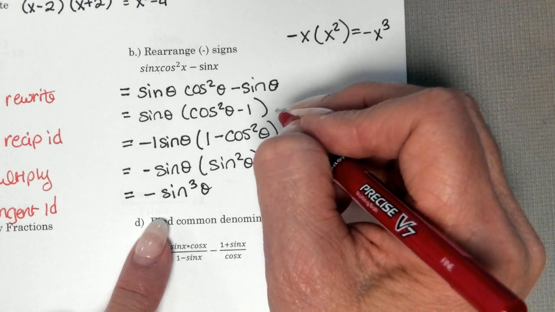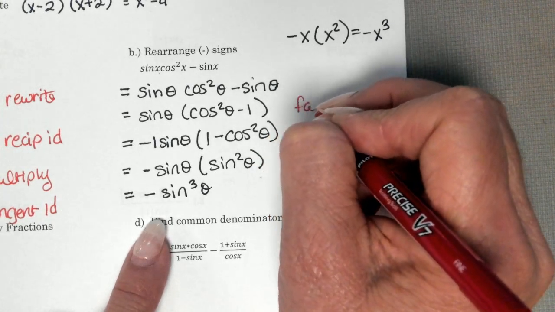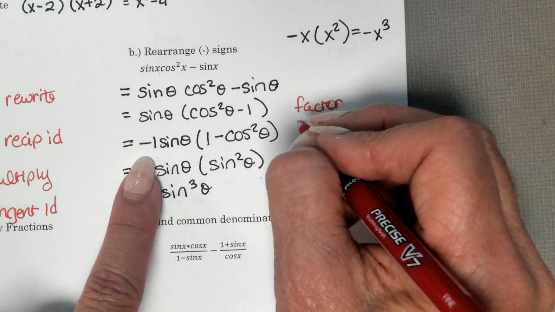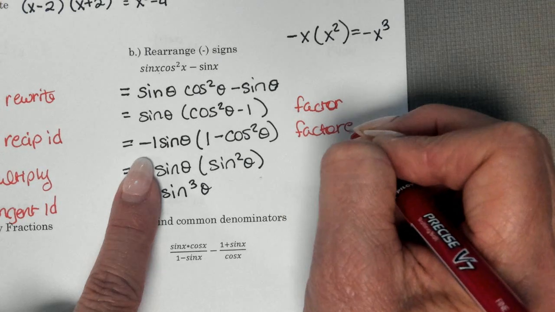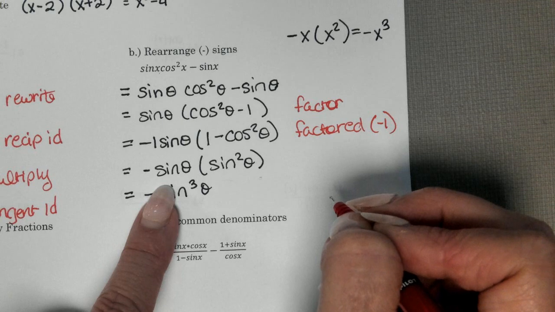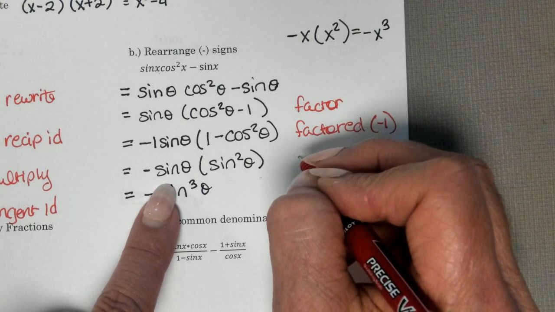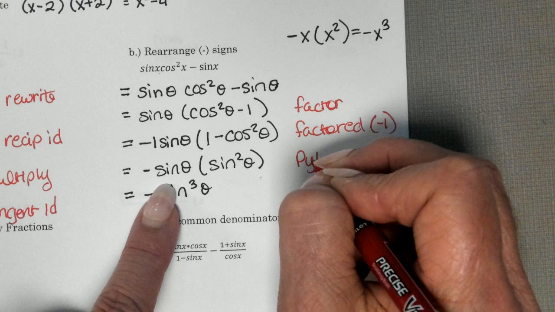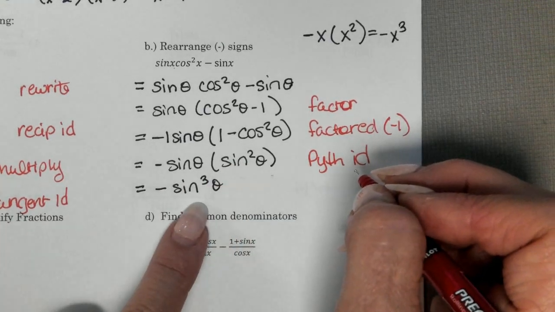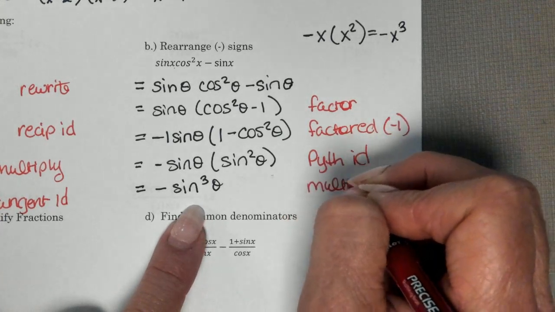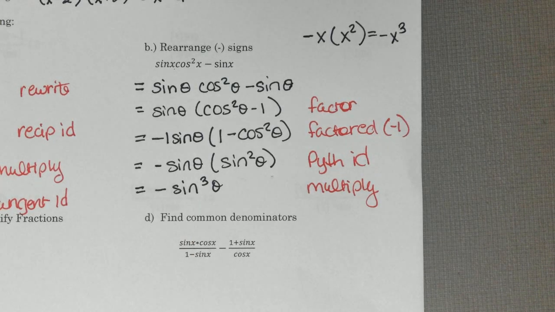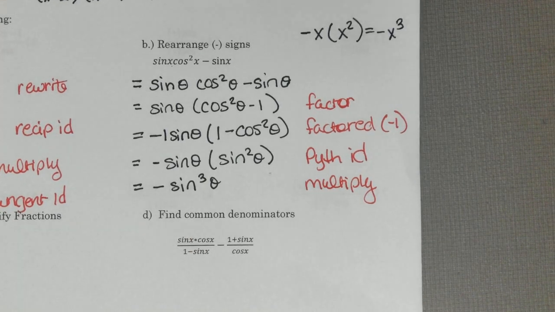So, my first step, what I did was I factored, or took out a common factor. Next one, I factored out a negative 1. Then I used my Pythagorean identity, and I abbreviate that, Pyth right here. Then I multiplied. And that's how I got down to this one term. Okay.